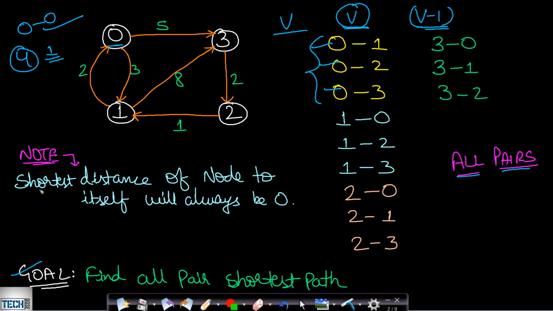Now one thing to note is the shortest distance of a node to itself will always be 0. So the shortest distance from 0 to 0 or from 1 to 1 will always be zero, since our starting position and ending position are the same. Now if you want to find, let's say, the shortest distance from 2 to 0, it comes out to be 1 plus 2, which is 3. I hope you understood what we actually need to find. Given this graph, we want to find the shortest path between each and every pair of vertices. This is known as all pair shortest path.